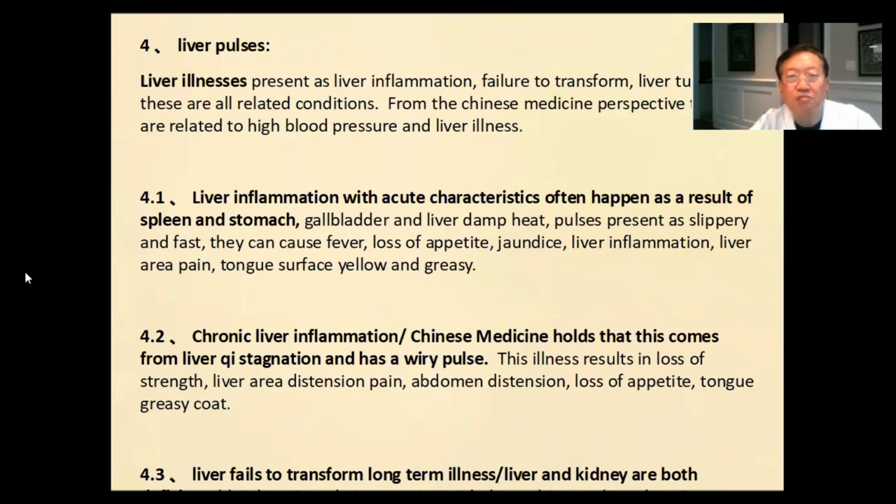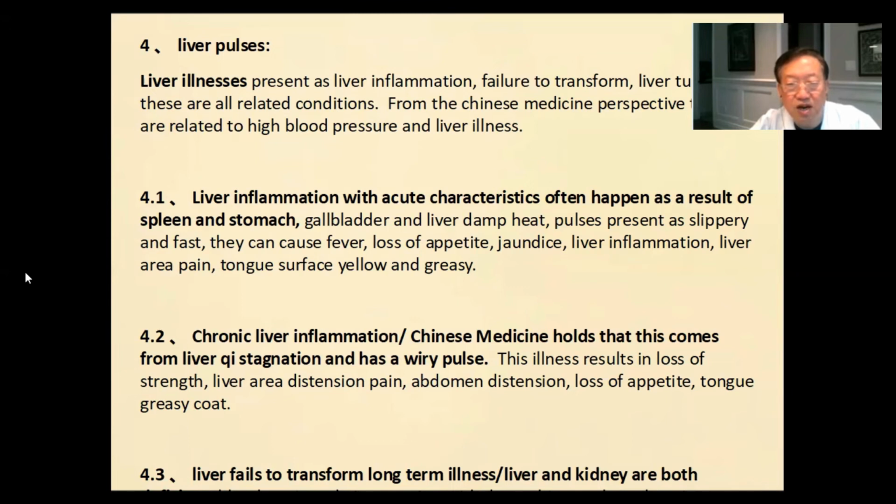4.2. Chronic liver inflammation. Chinese medicine holds that this comes from liver qi stagnation and has a wiry pulse. This illness results in loss of strength, liver area distension and pain, abdomen distension, loss of appetite, and a tongue with a greasy coat.